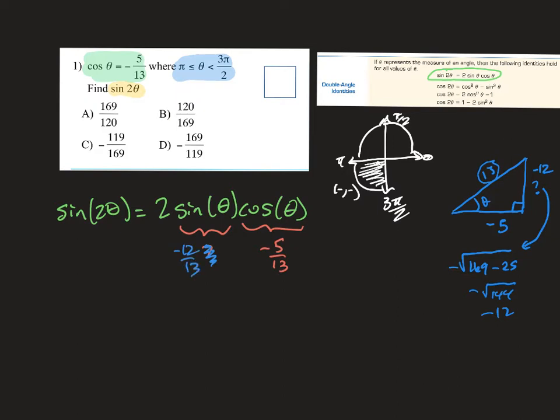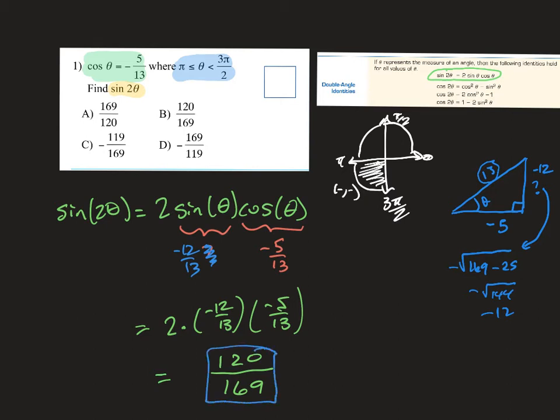So if we want to compute the value of sine of 2 theta, we do 2 times negative 12 over 13 times negative 5 over 13. And negative 12 times negative 5 is 60, and 60 times 2 is 120. So that's 120 over 13 times 13, which is 169. And once we have that value, we cross our fingers and hope that we see that in our list of multiple choices. And as it turns out, yeah, letter B is 120 over 169. So there's free answer number 1.